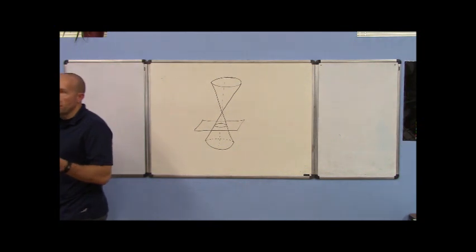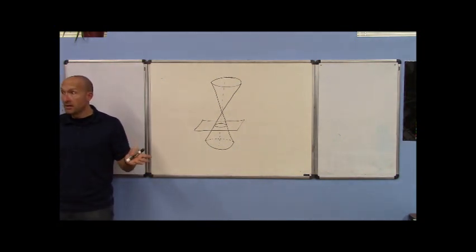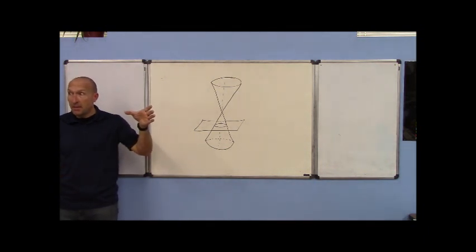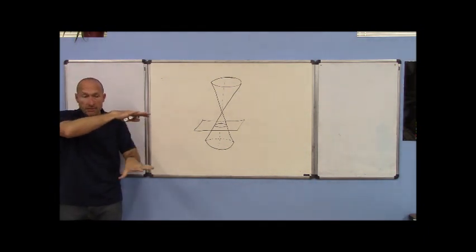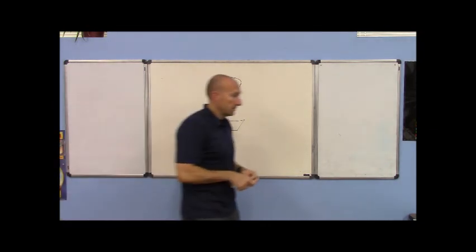Okay, so two different ways of thinking about it. Does all this make sense so far? Pretty easy, right? You have a cone, you have a piece of paper parallel to the base of it. It makes a circle. Ta-da! And we're done with that.